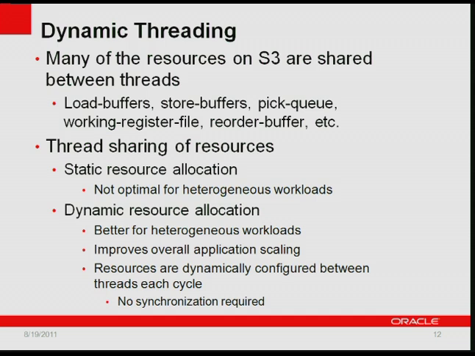Many of the resources on the S3 core are shared between threads. When we started to design the S3 core, we had to decide how we were going to deal with the sharing of resources. And we thought about several different scenarios. One that we thought about is the situation of heterogeneous workloads. That is, you may have some threads that could achieve a high IPC if given enough resource, and at the same time you may be running other threads that are going to run at a low IPC regardless of how much resource you give them.